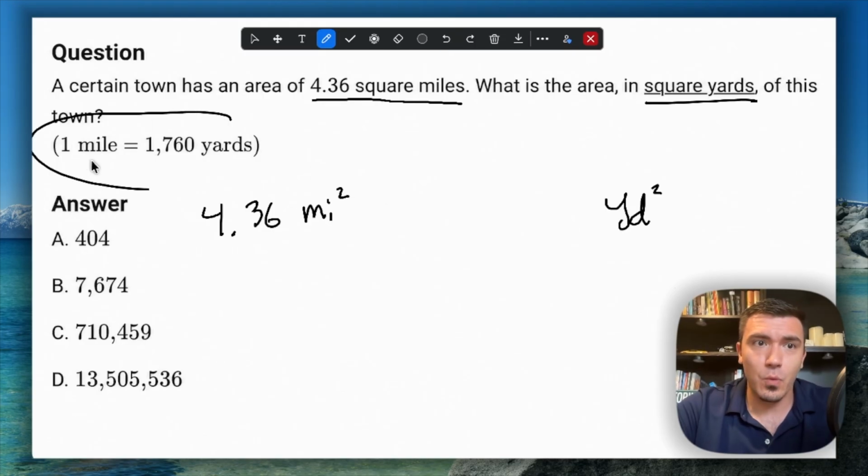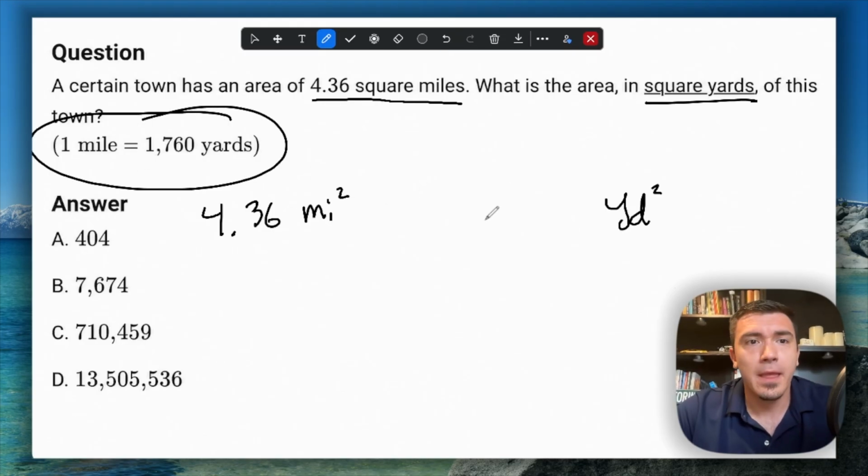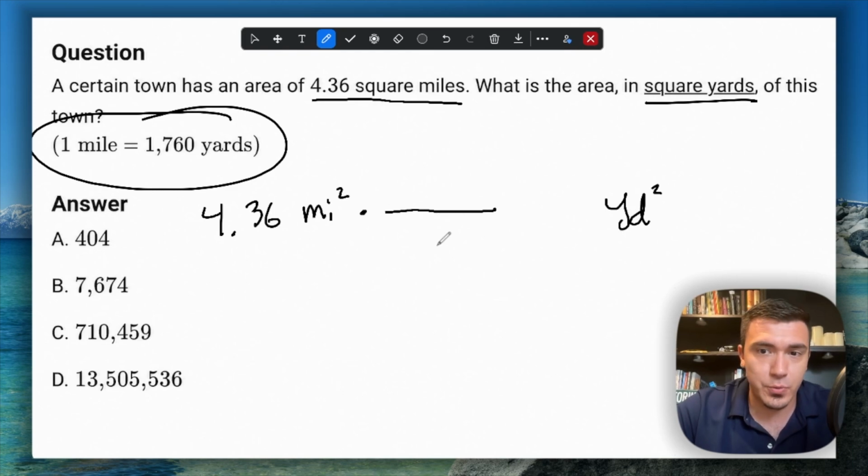I am given one conversion ratio: that 1 mile equals 1760 yards. So what I'm going to do is multiply by that conversion ratio, 1 mile to 1760 yards. I'm going to put one over the other. Now the question is, which one do I put on top? Which one do I put on bottom?